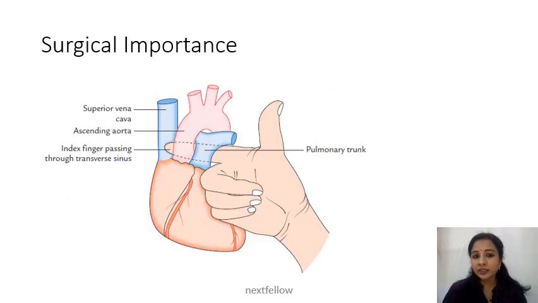Clinically, the transverse sinus is quite important during cardiac surgeries. After opening the pericardium, a finger is inserted into this transverse sinus, separating these two great vessels to ligate them. So during ligation, this transverse sinus is helpful for the surgeons to tie and to insert heart-lung machines.